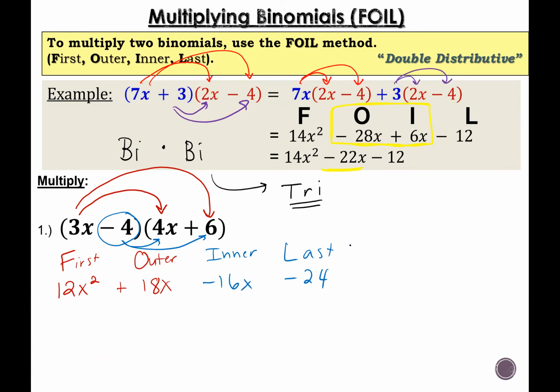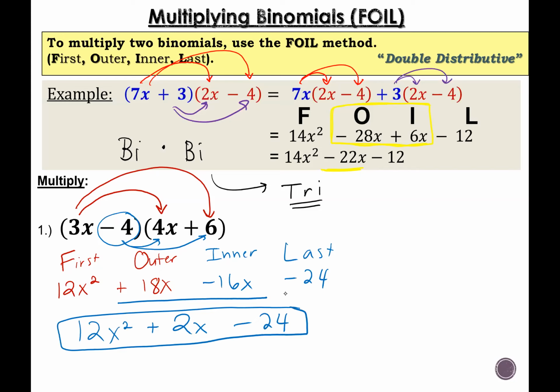FOIL, F-O-I-L, first, outer, inner, and last. I have 4 terms. Sometimes you're done at this point, but as I said before, a lot of times you can combine the outside and inside terms, and that is the case here. 18x minus 16x is positive 2x. Okay, and then we'll bring down the other terms. So we have 12x squared plus 2x minus 24. So see, there's an example again where you started with a binomial times another binomial and ended with a trinomial. Tri meaning 3 terms. That's a very common result that you'll see.